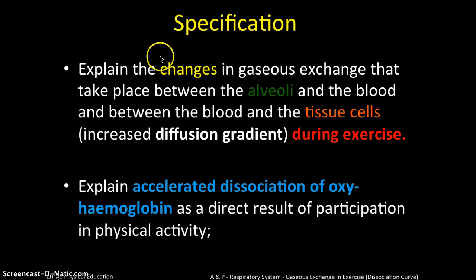So again, the spec says we're looking for what changes happen in gas exchange compared to rest, where gas exchange happens at the alveoli and the muscles, and this is during exercise. Specifically, be able to explain accelerated dissociation of oxyhemoglobin. It's a bit of a mouthful, but basically all it means is explain why hemoglobin will give oxygen to the muscles more quickly.